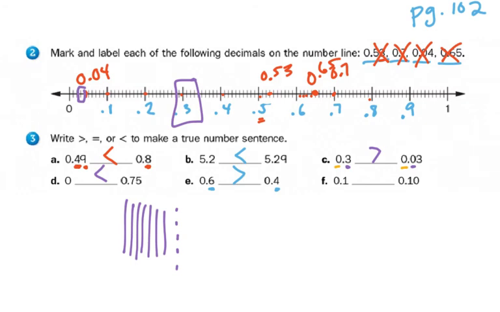And lastly, 1/10 and 1/10 are the same. So imagine 1 long is the same as 10 cubes, so I can put a 0 behind there. 0 and 0 there are equal. 1/10 is the same as 10 cubes or 10 hundredths.